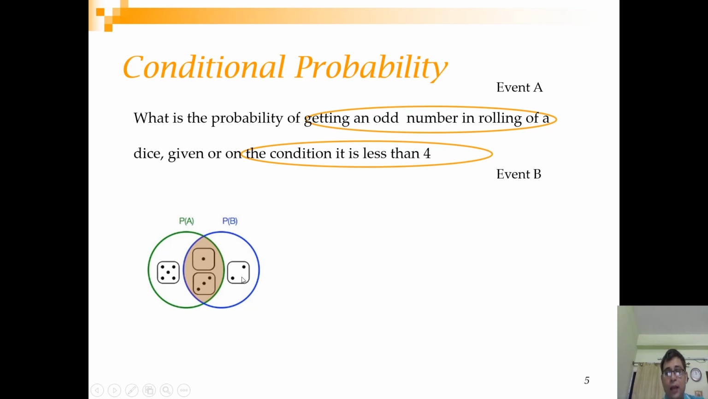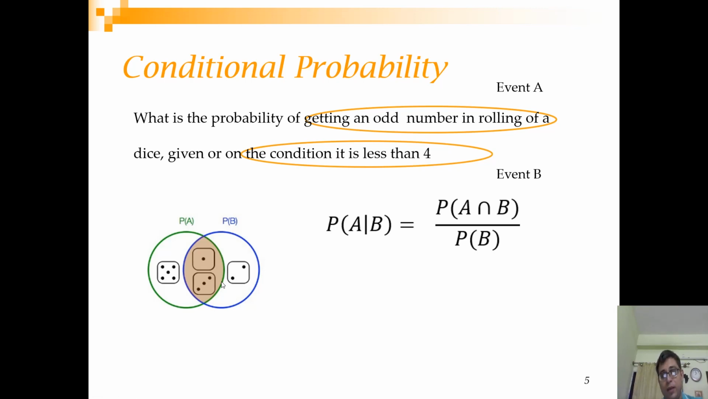Okay, and the conditional probability is given as probability of A intersection B divided by probability of B. So it is already said that B has happened. So in the denominator, we have only 3 sample points, and in the numerator, we have this intersection where there are these 2 sample points. So in this case, the probability will turn out to be 2 by 3.